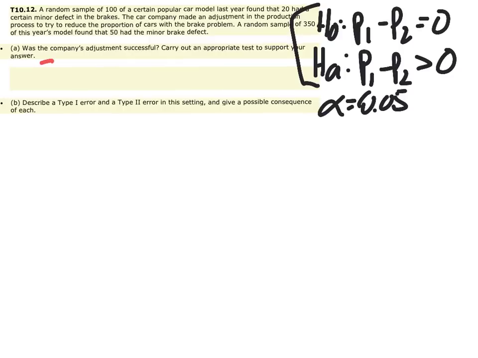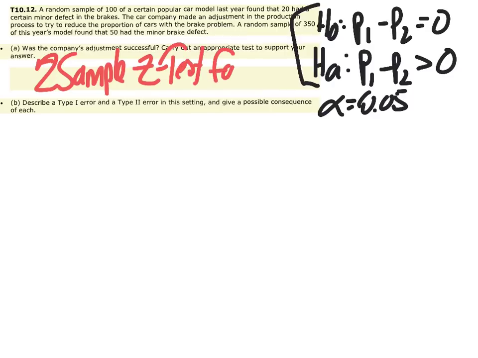Now, we can do the plan portion. Let's start by naming that test. So this is the 2 sample Z test for difference in proportions, for difference in P1 minus P2. And again, we'll define P1 and P2. Let's check for our random, independence, and normalcy.